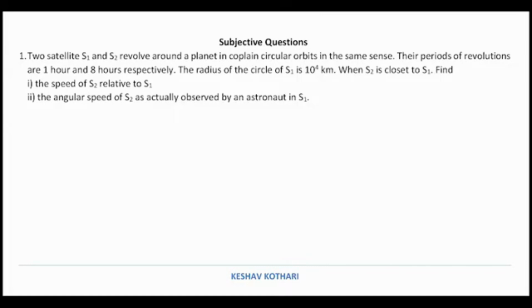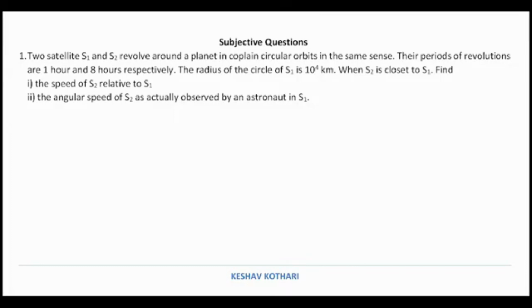Two satellites S1 and S2 revolve around a planet in coplanar circular orbits in the same sense. Their periods of revolution are 1 hour and 8 hours respectively. The radius of the circle S1 is 10 to the power 4 km. When S2 is closest to S1, find the speed of S2 relative to S1, and the angular speed of S2 as actually observed by an astronaut in S1.